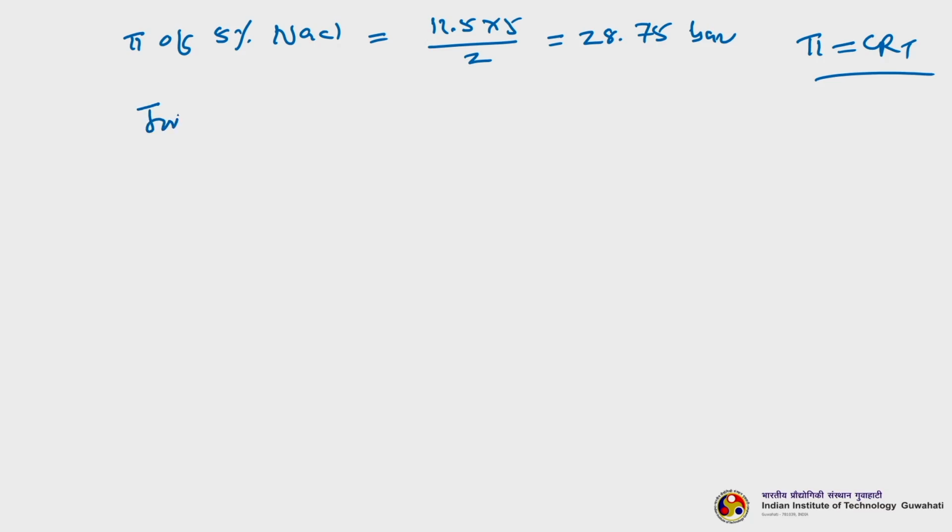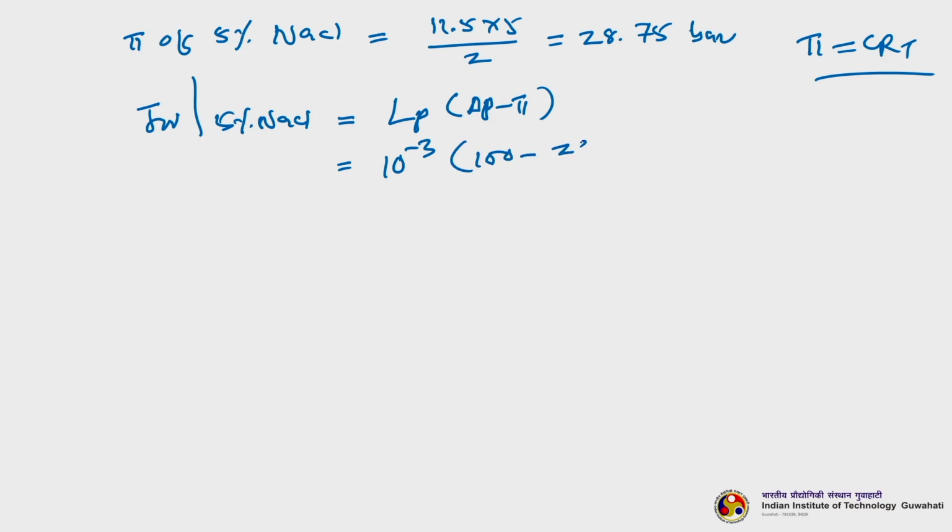Now, the water flux JW for 5% NaCl equals LP into delta P minus delta pi. That is 10 to the power of minus 3, which we just calculated as LP, into delta P, which is 100, minus pi, which is 28.75. So, you get 0.07125, and the unit is meter cube per meter square hour. So, this is the water flux for the 5% sodium chloride solution.